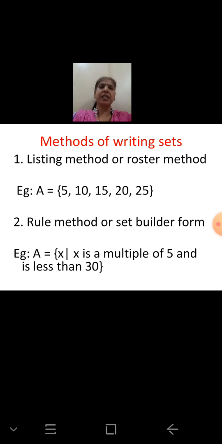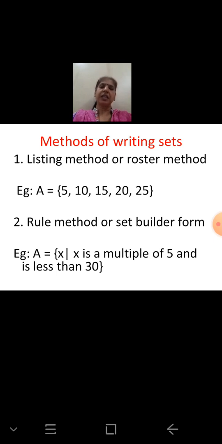Now we have to write the sets, and there are methods of writing sets. We have studied, yes. The first one is the listing method, or we also call it the roster method. Here an example is given. Set A is equal to, the elements given are 5, 10, 15, 20, 25. So here we have listed the elements, and the elements are separated by commas. And as you know how we write the set, we use a capital letter to name it. Then we take curly brackets to write the sets.